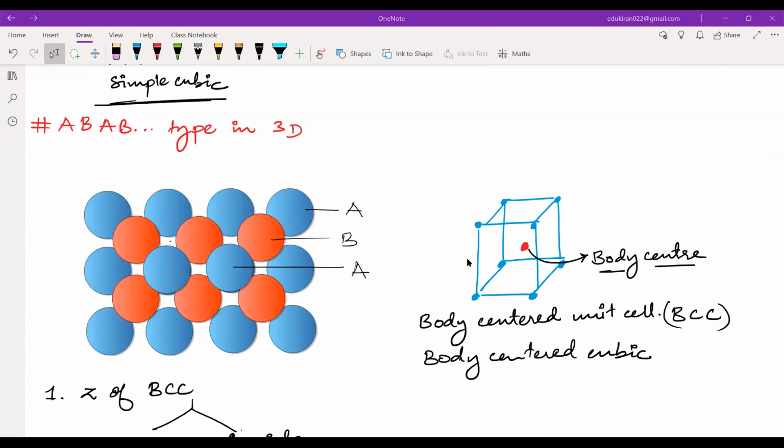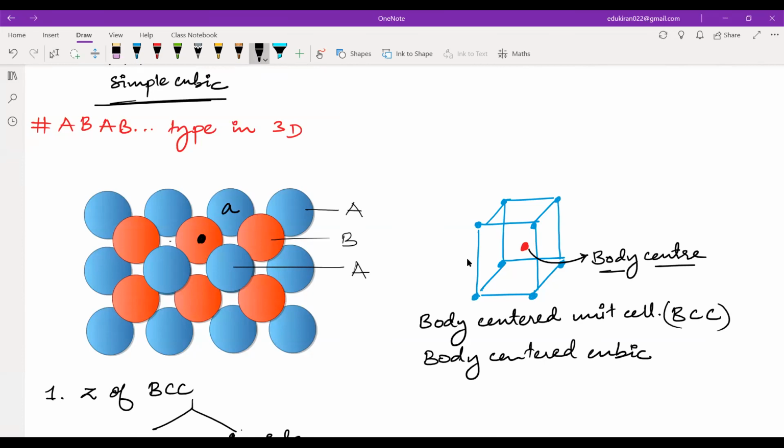Now you tell me, are the blue atoms touching each other? No, the blue atoms are not touching each other. Now, very carefully tell me. This red atom is on top of this atom. That means this red atom is touching the A atom, correct? Yes or no?